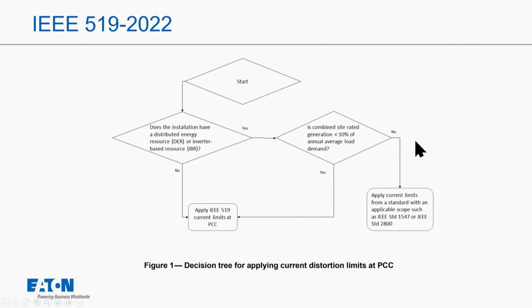But if it is greater than 10%, you have to apply current limits from a standard with an applicable scope, such as IEEE Standard 1547 or IEEE Standard 2800. So again, those are really important distinctions in this new standard. Why is that so important? Because today we have a lot more distributed energy resources.